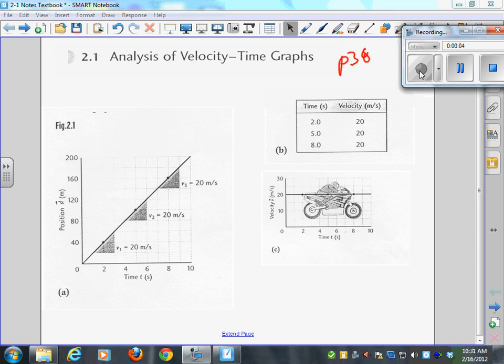We're on page 38. We're going to spend a little bit of time, a couple of days, talking about velocity time graphs.